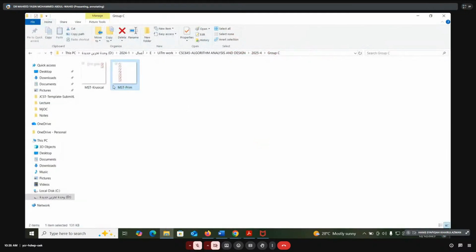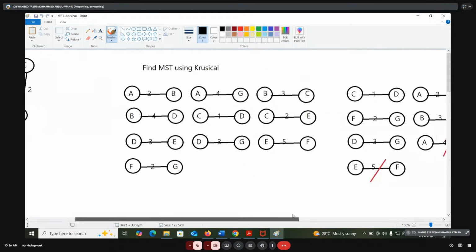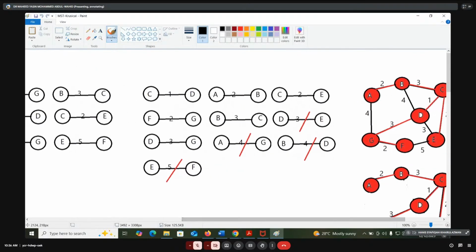Okay, now I will use Kruskal. So these are the lines: A, B, A, G, B3, B, D, C, D, C, E. Here I have the links with the weights. Now I sort them in ascending order. Then I start with CD 1. I select CD 1.